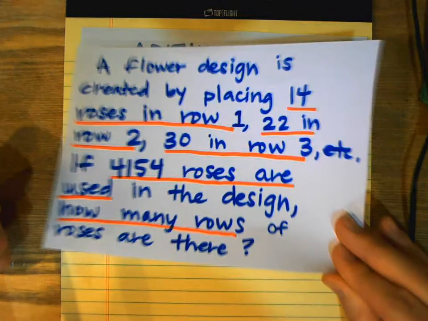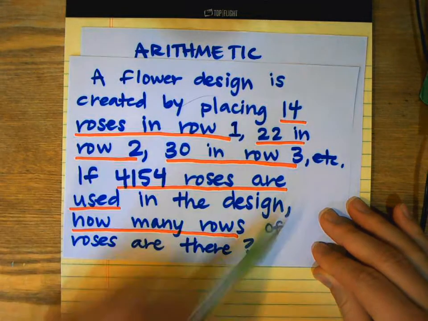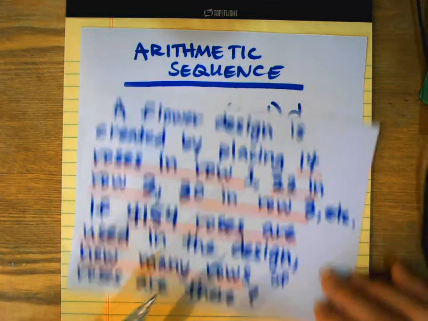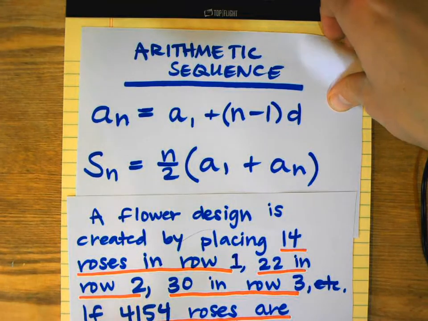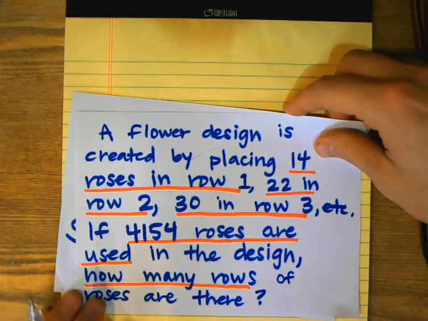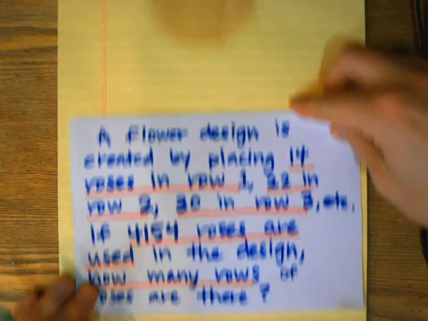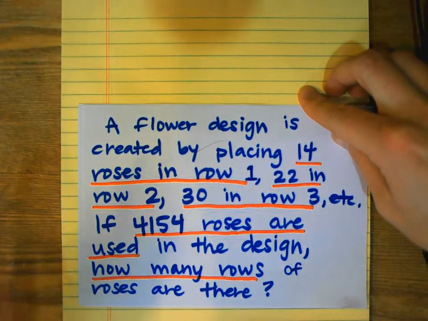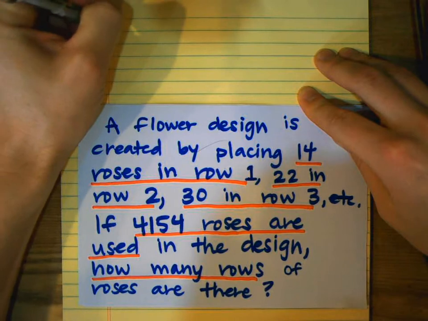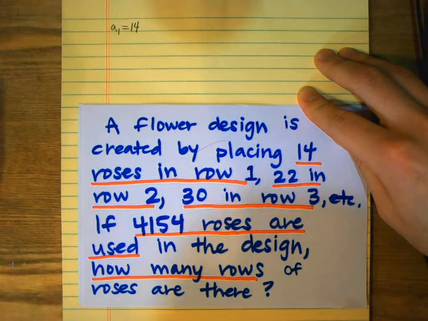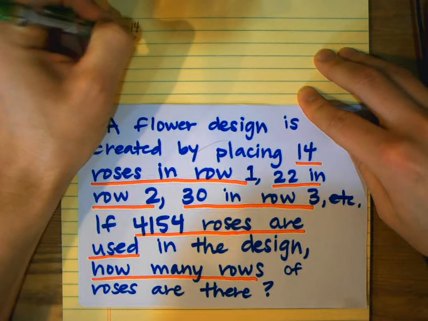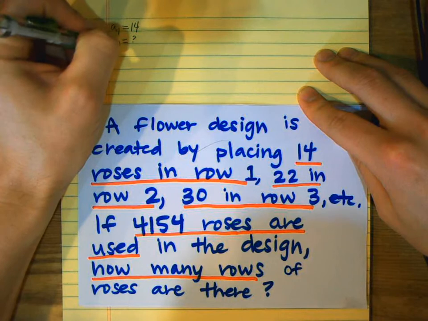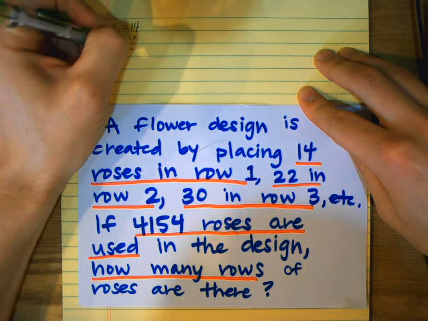Based on the information here, I'm going to be wanting to find the information that allows me to fill out these equations. And I'm probably not going to know everything, so I'm probably going to have to set up a system, but that's what I'm going to start with right now. So I'm going to list what it is that I know. I know that a sub 1 equals 14. I do not know a sub n. I know that the common difference is 8.